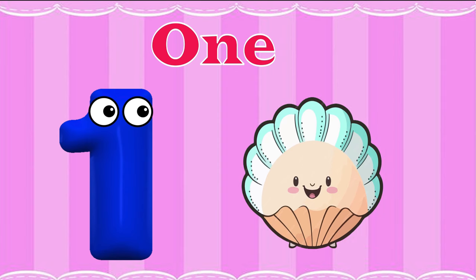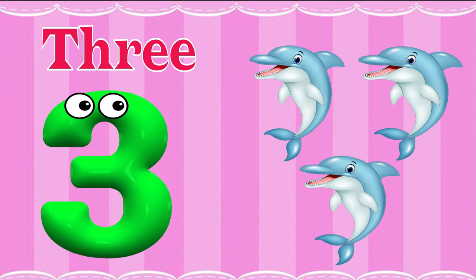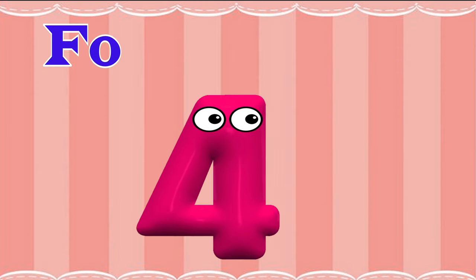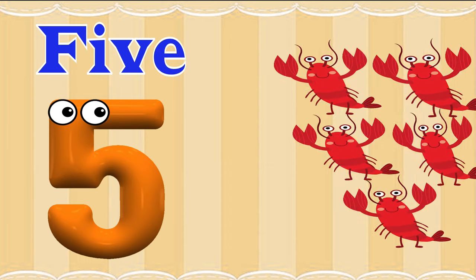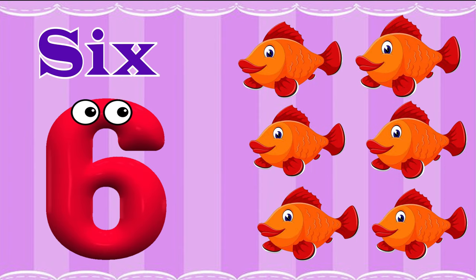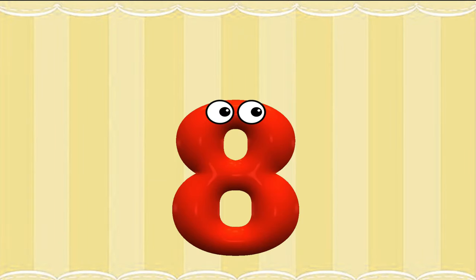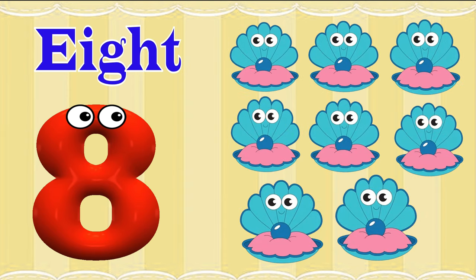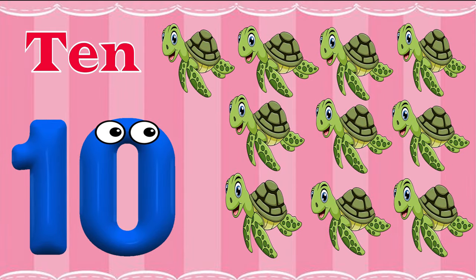One, lamb. Two, jellyfishes. Three, dolphins. Four, starfishes. Five, lobsters. Six, fishes. Seven, narwhals. Eight, oysters. Nine, blowfishes. Ten, sea turtles.